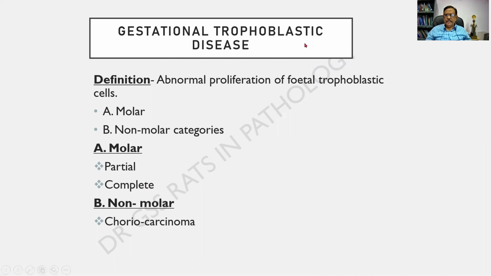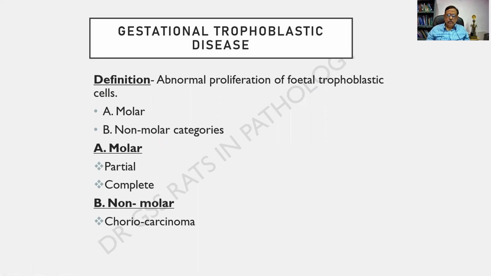There is a group of diseases that come under gestational trophoblastic disease. Sometimes this word is used, but we do not become panicky. The definition is abnormal proliferation of the fetal trophoblastic cells, which can be molar or non-molar. Molar means related to pregnancy. Non-molar means elsewhere. And the molar itself is again divided into partial and complete.